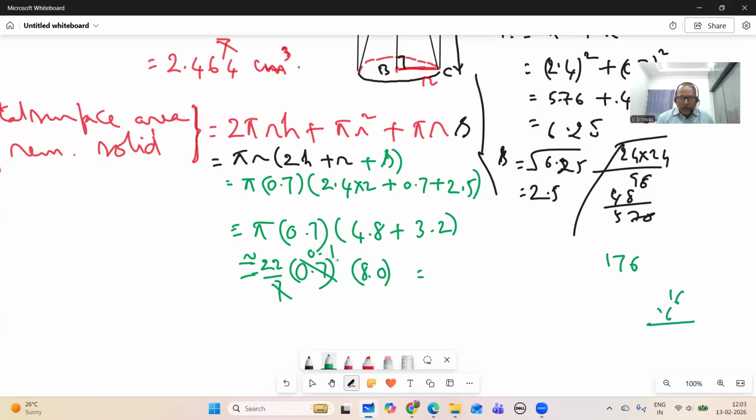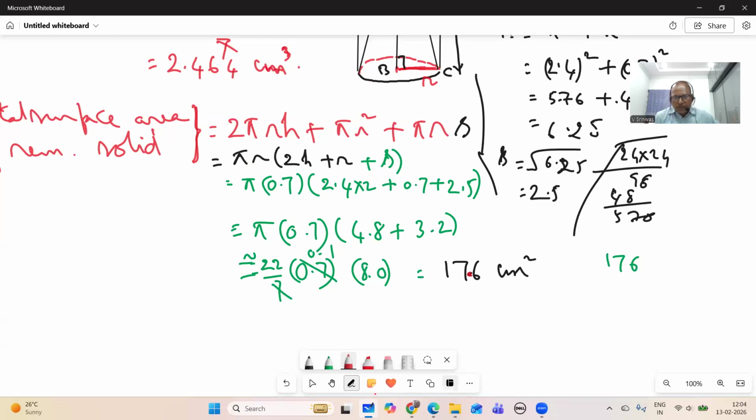Then you multiply by 1. What do you get? So this is 176. Okay, 8 into 1 is 8, into 22 is 176. And here you have no decimal place. Here you have one decimal place. It is 17.6 cubic centimeter. This is squaring. This is area. So it is square. Units are in square centimeters. Okay. So that's how we can calculate the total surface area of the solid remaining after hollowing out a cone from the given cylinder.